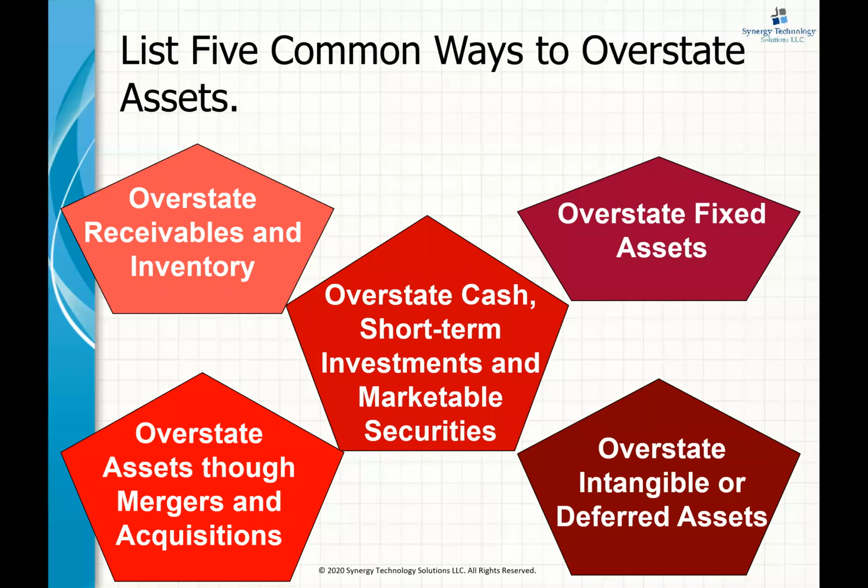Overstate intangible or deferred assets. They're showing a lot of goodwill. WorldCom, Enron, they were all showing a lot of goodwill, and that has no basis.